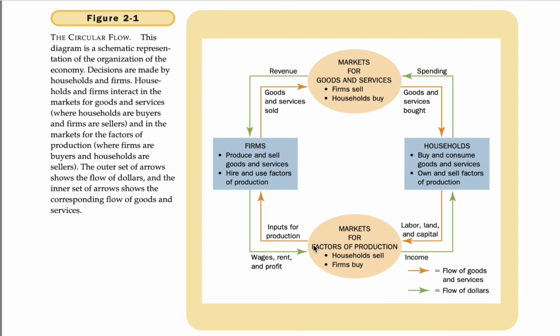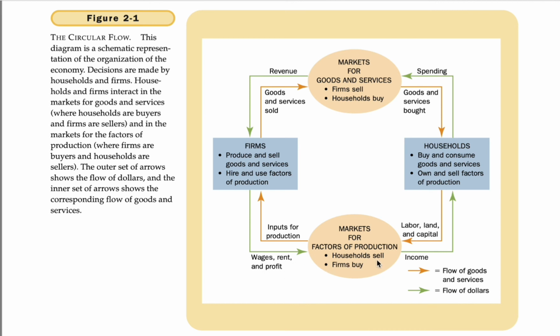Once these inputs are processed and sold in the goods and services market, household will buy these goods and services, and the same money which they have earned through selling off their labor, land and capital, they will be spending on the purchase of these goods and services. Now, this money is nothing but the revenue generated by the firms, and this revenue again will be used to buy land, labor and capital in the form of wages, rent and profit.